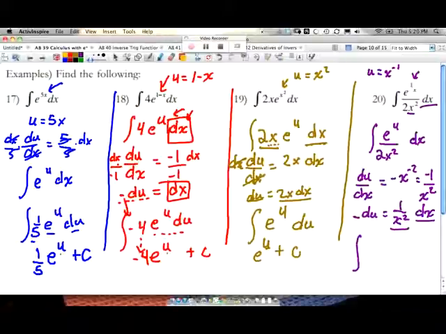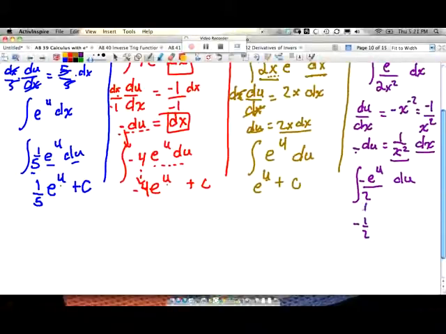So now when I make my second layer of substitution, I'm going to have the e to the u. We're going to have this negative here, so that's a negative, and there's going to be over 2, or 1/2, you could say, and a du. So that negative over 2, that's just negative 1/2. That tags along. The e to the u du becomes e to the u plus c.